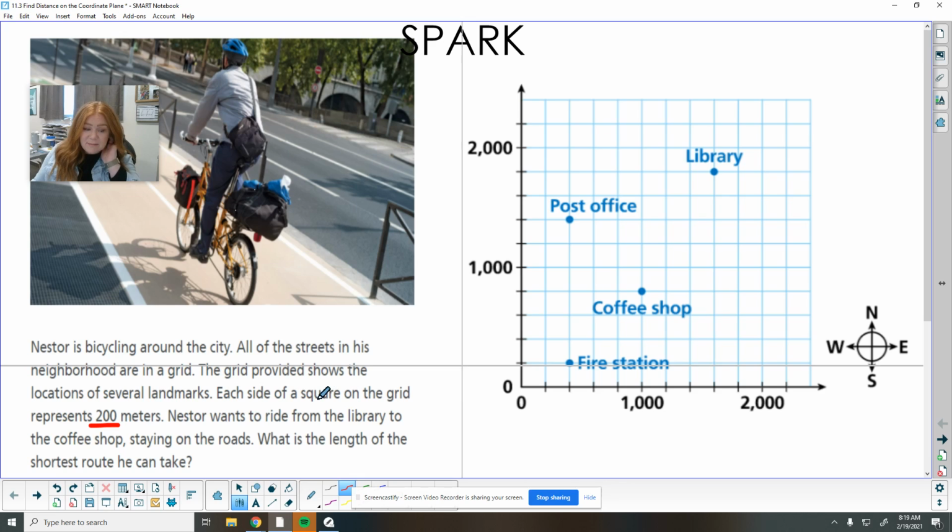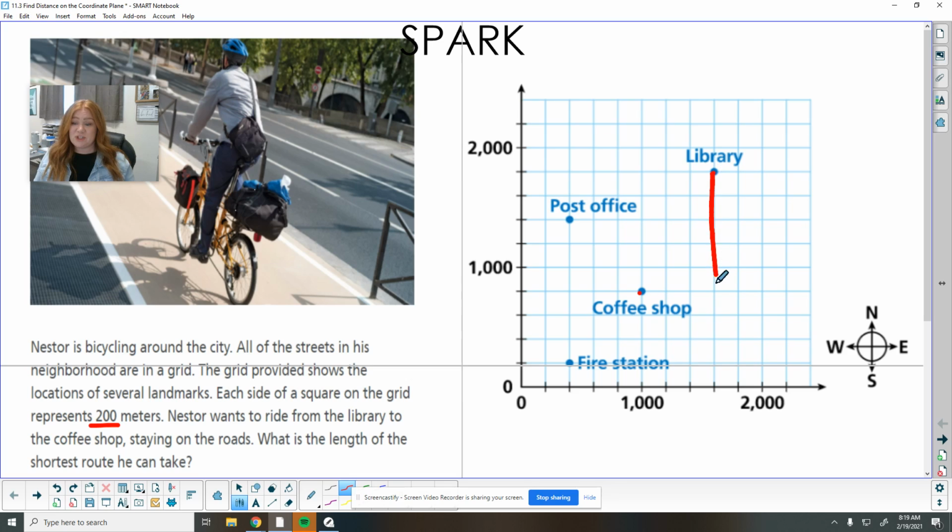Nestor wants to ride from the library to the coffee shop, and he has to stay on the road. So the roads are the grid. Obviously this would be the shortest path, but then he might be driving through people's yards and things like that. They probably won't like that. So we need to find the shortest route staying on the road that he can take. So I want to go in straight paths to get there.